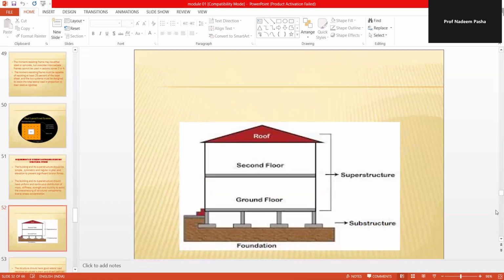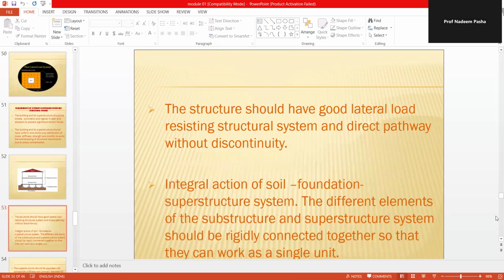If you can see this figure, this is the substructure, the foundation, and this is your ground floor, second floor, and roof. From the ground floor to the roof is called the superstructure, and the part beneath this is known as the substructure. So if you see the figure, you can realize that it is a uniform structure. The structure should have a good lateral load resisting system and a direct pathway without discontinuity. So this is also a very important factor.